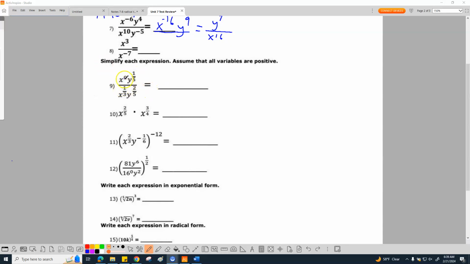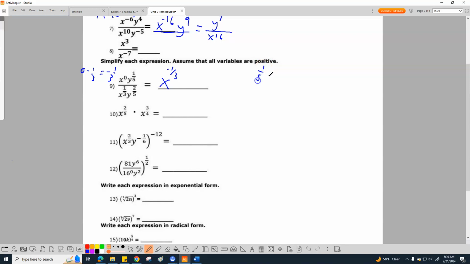So this first one, we have x to the 0 right here, and this is x to the 1/3. So we go 0 minus 1/3. 0 minus 1/3 is just negative 1/3. So we end up with x to the negative 1/3 up here. And again, there's more than one way to solve these problems, but this is the way I prefer to do it. And then y to the 1/5 minus 2/5.